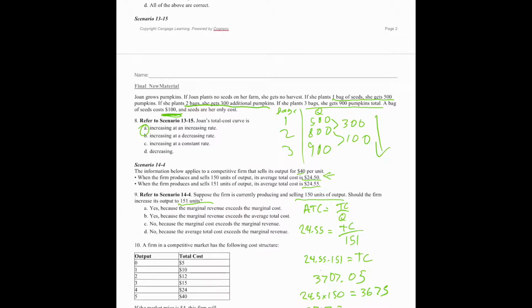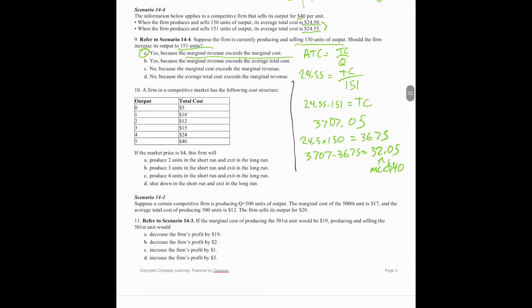and we could say 3,707 minus 3,675 is equal to 32.05. So the marginal cost is less than the $40 of marginal revenue. So then should the firm increase? Yes, because the marginal revenue exceeds the marginal cost. Done. Now what you could also do is you could say, well, the difference here is only 1 unit, right?